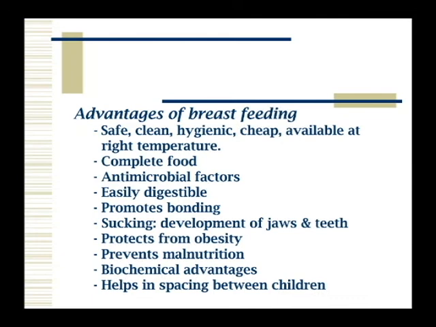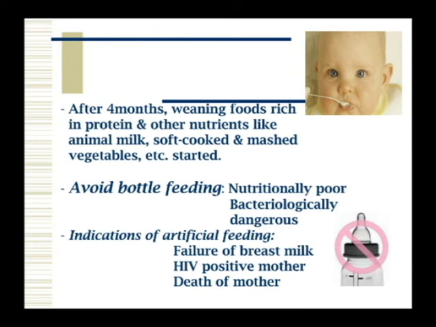Now, what is the advantage of breastfeeding? Safe, clean, hygienic, cheap, available at the right temperature, and a complete food. Antimicrobial factors are present, easily digestible, promotes bonding, sucking develops a good set of teeth, protects from obesity, prevents malnutrition, biochemical advantages, helps in spacing between children. So all this is very advantageous. After 4 months, weaning, not 4 months, now it is 6 months. After 6 months, weaning food rich in proteins and other nutrients like animal milk, soft cooked and mashed vegetables, etc., has to be started.